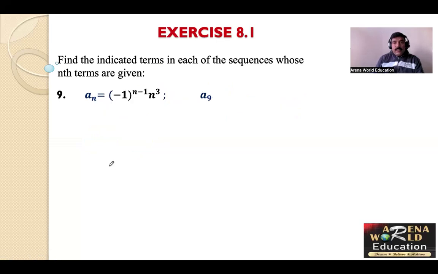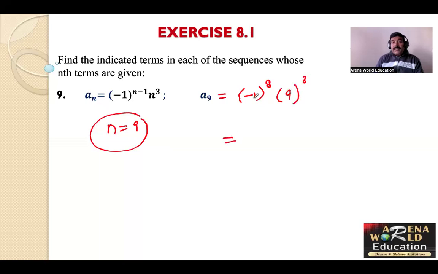So let us move to another question now. Again, this is the type 2 question, A9. So what we will do? Yes, we will replace n with 9 in this sequence. So yes, A9. So this will be minus 1 raised to power 9 minus 1, so that will be 8, and this will be 9 cube.